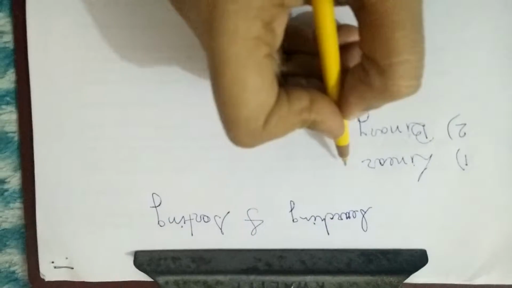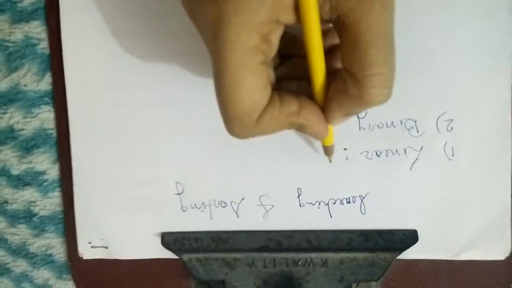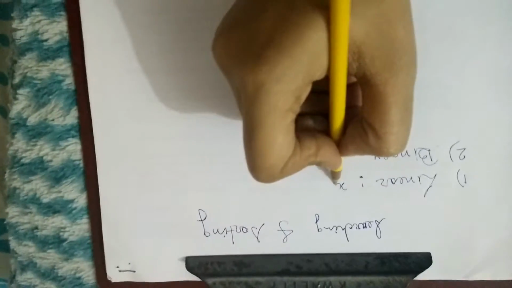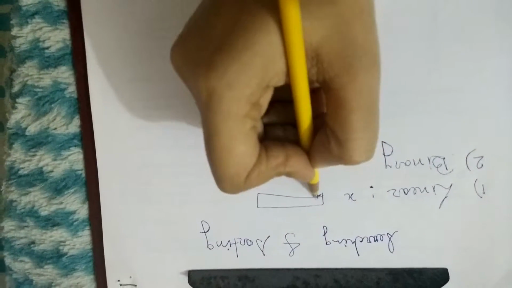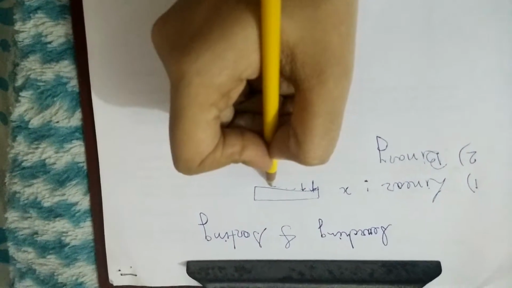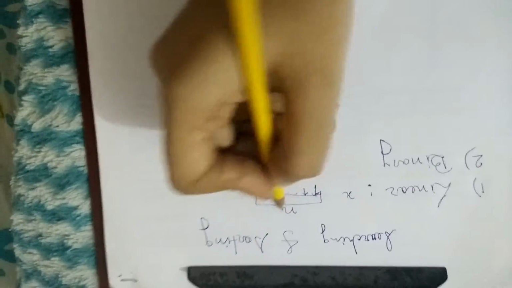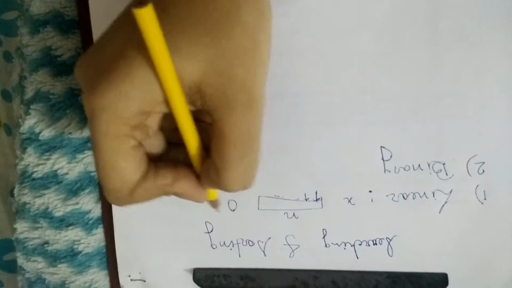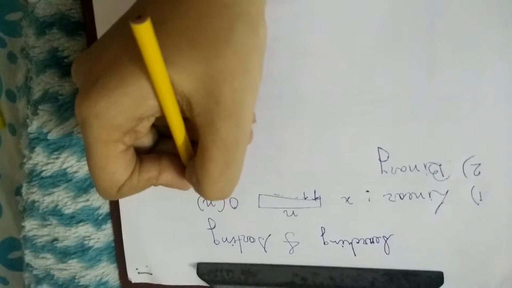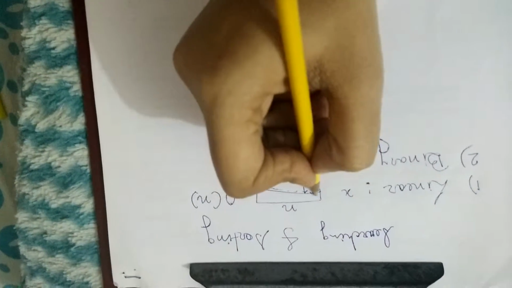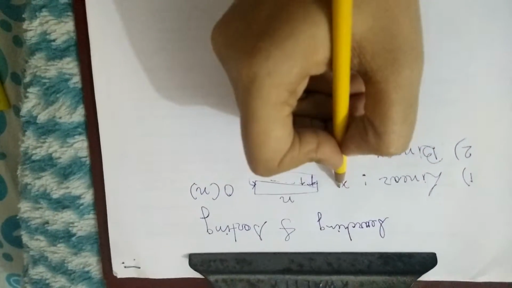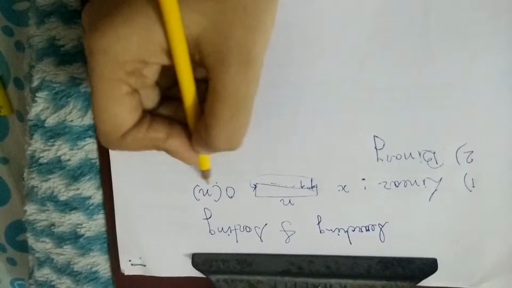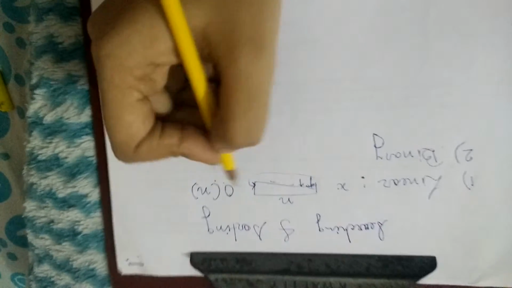Now, what happens in linear search? If we want to find some element, let's say x, we will compare it with each and every element of the array one by one. So if there are n elements, then the complexity of linear search is order of n, because at least one for loop will be iterated. So the time complexity of linear search is order of n.